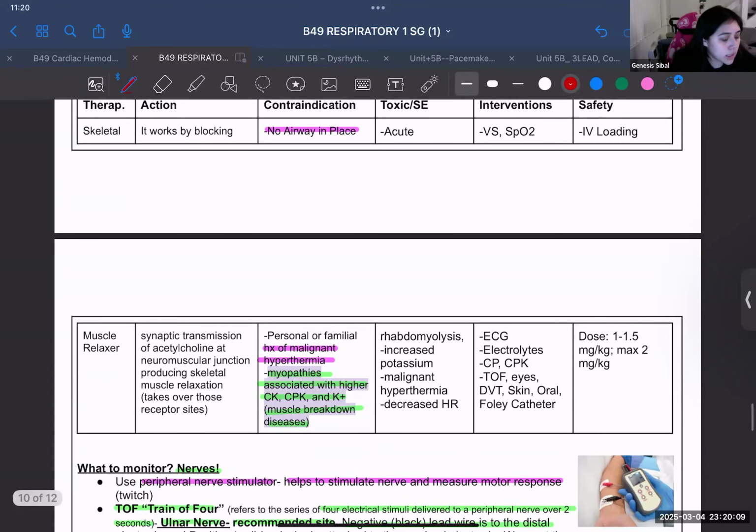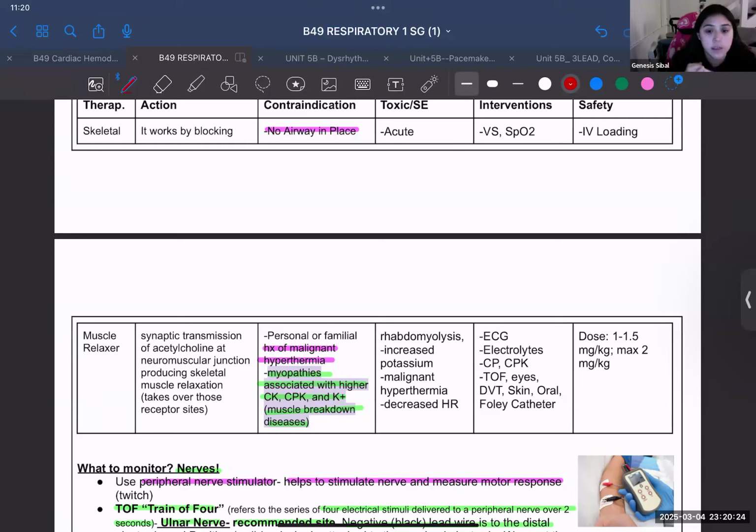Okay, so obviously, the only things that you really have to know with this is the contraindications. Again, read through all of this so you know if you're able to point it out. But really, again, no airway in place. You want to make sure and assess the patient beforehand.